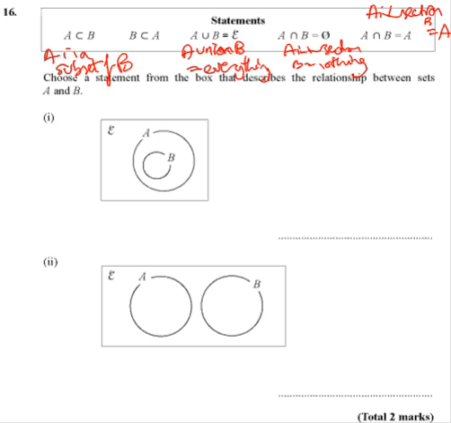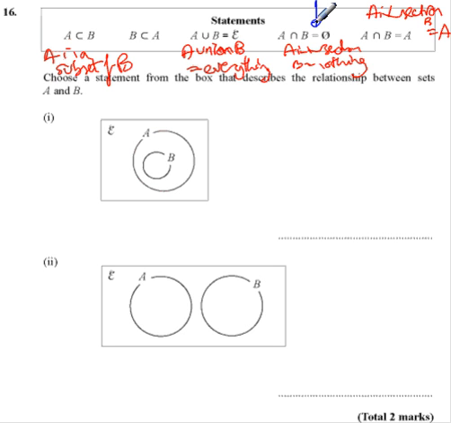A intersection B is nothing. That's this statement here, the fourth statement. That means that the intersection corresponds to the things which belong to both groups. So it belongs to A and it belongs to B. So it's saying that there's nothing which belongs to A and B, i.e. A and B are completely separate.